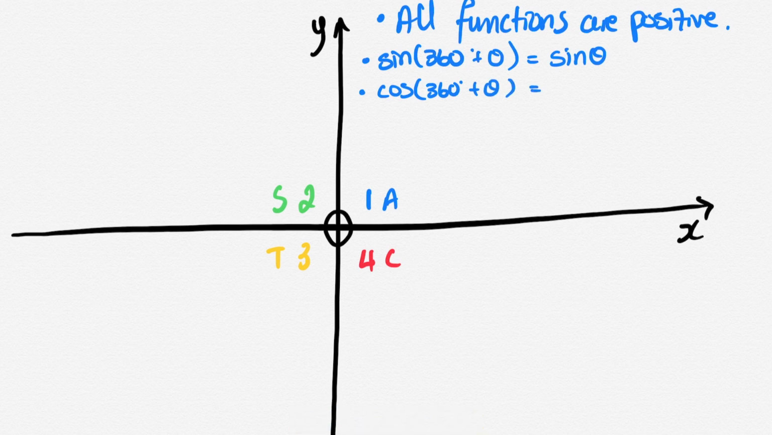The same goes for cos of 360 plus theta. We said the answer is a positive cos theta. The same works for tan. So tan of 360 plus theta is a positive tan theta.